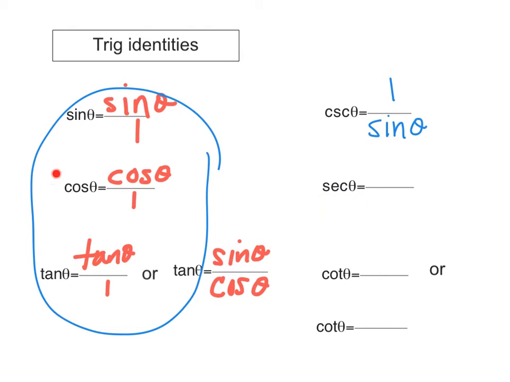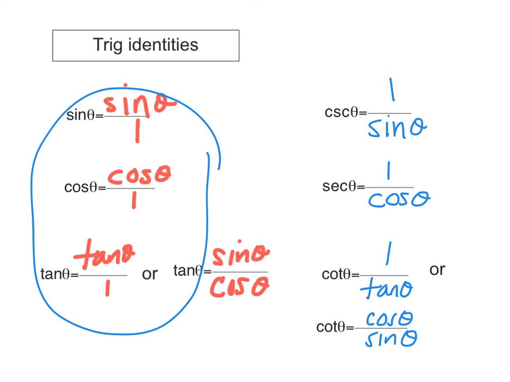Secant is the reciprocal of cosine. And if cosine as a fraction is cos over 1, then secant, if you flip that, is 1 over cosine theta. Cotangent, again, can be rewritten two ways because it's the reciprocal of tan theta, which is tan theta over 1. So 1 over tan theta. Or, because tangent is also sine over cosine, cotangent is then cosine over sine.